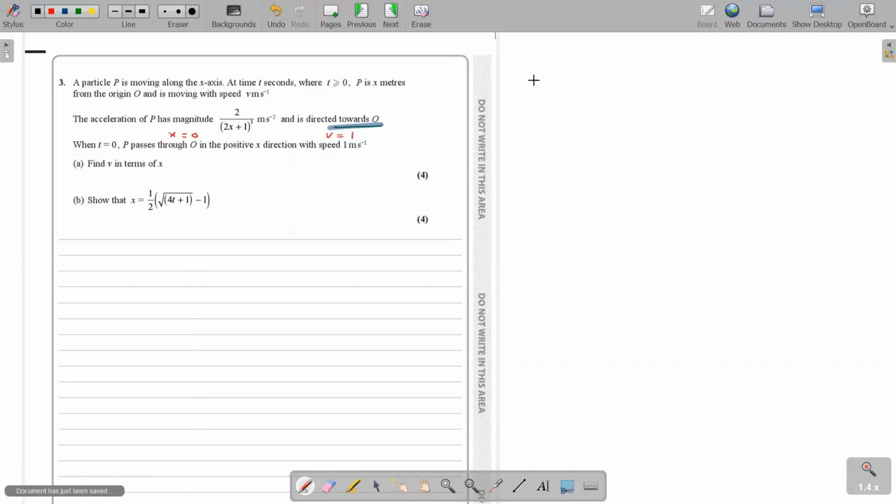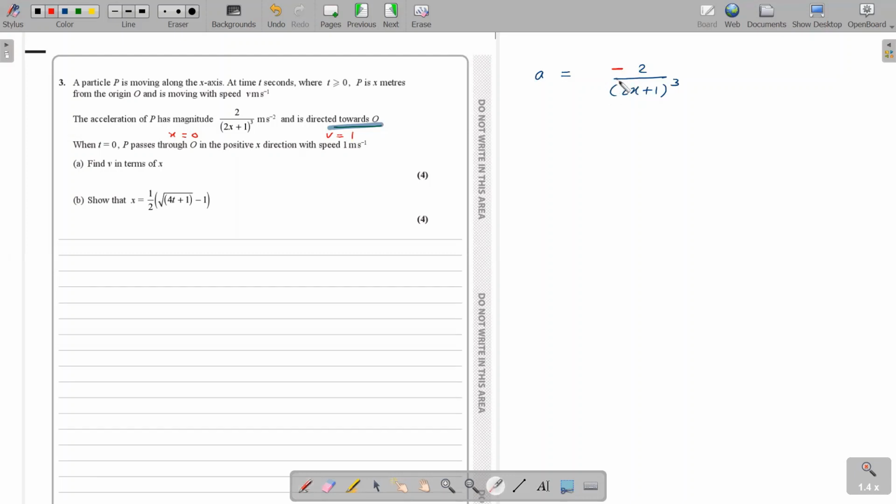How do we find v in terms of x? First thing is to write the a value. a is 2 over (2x plus 1) to the power 3. Sorry, power plus 3. What extra thing do you need to add here? They say the acceleration is directed towards O. Therefore, make sure you put a negative sign.